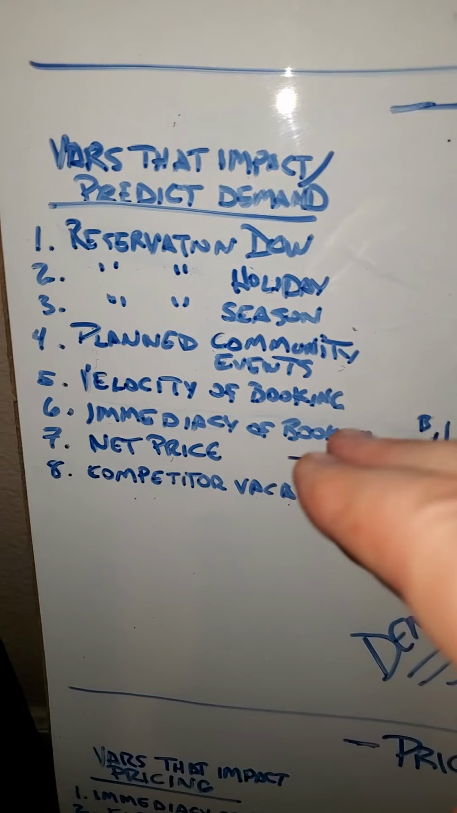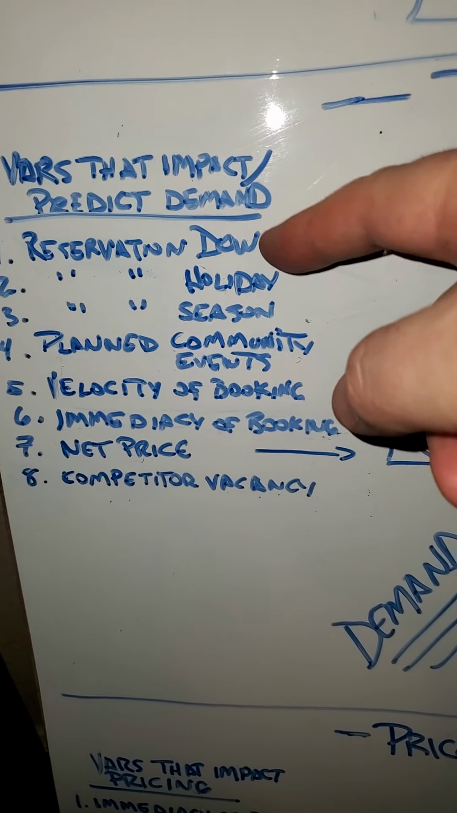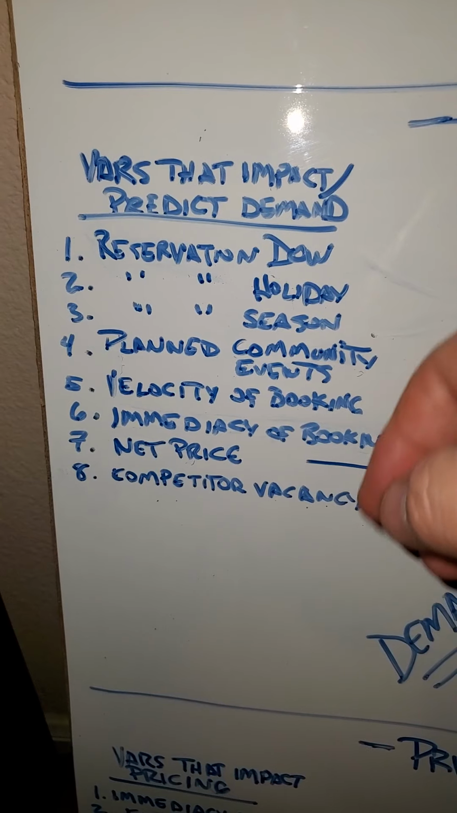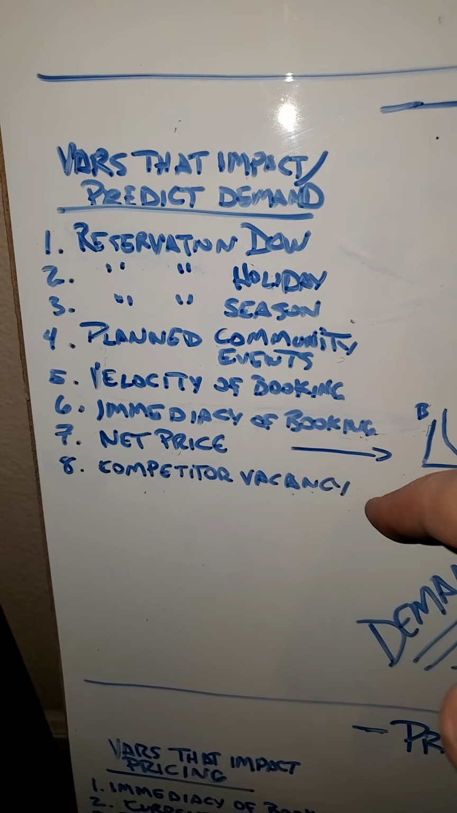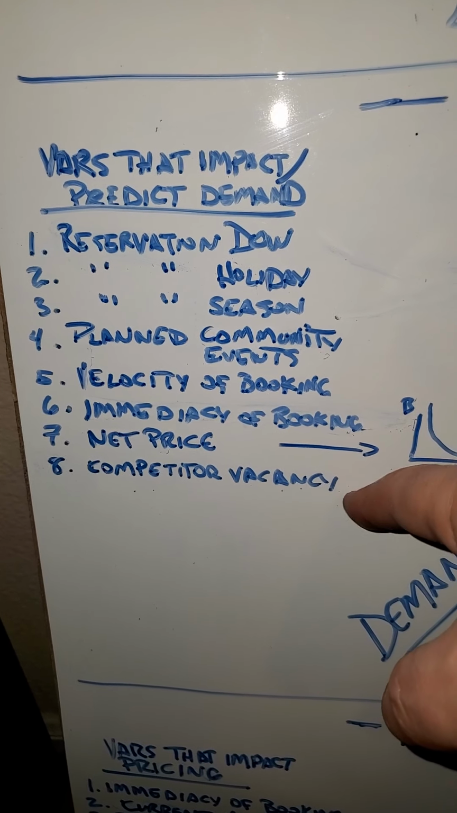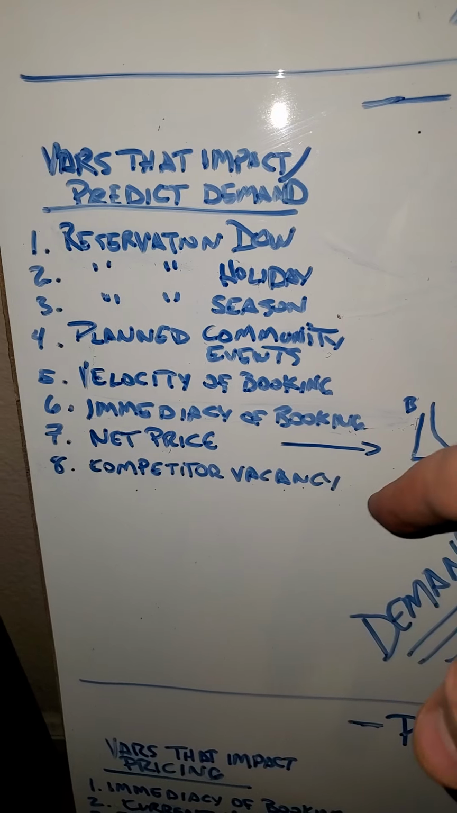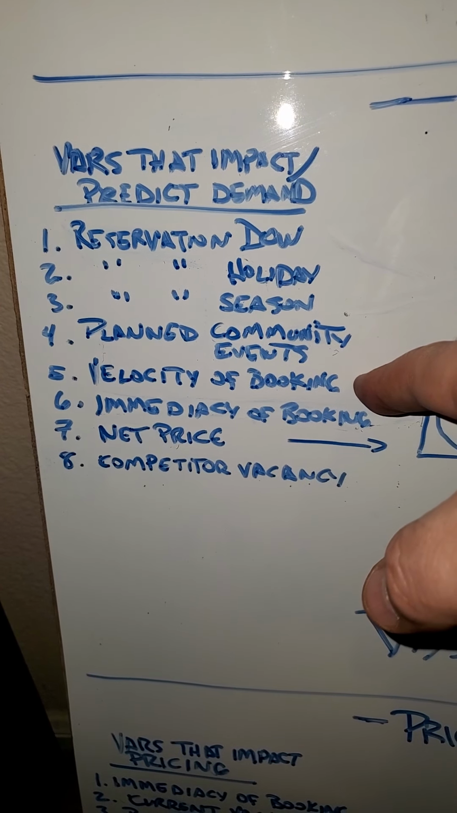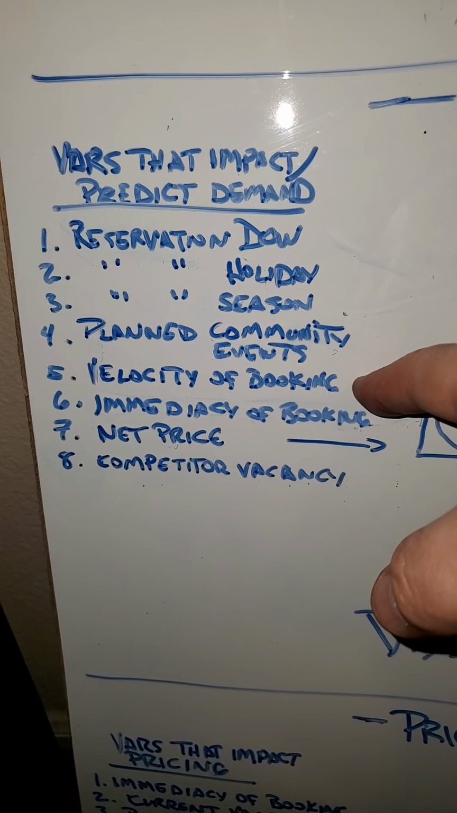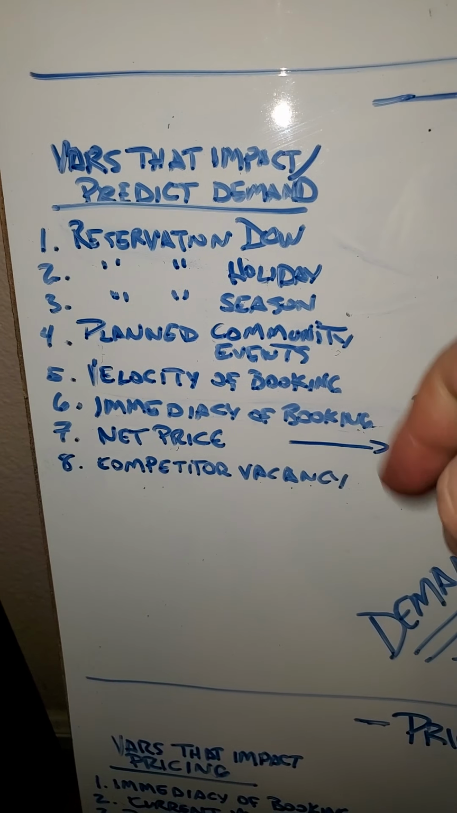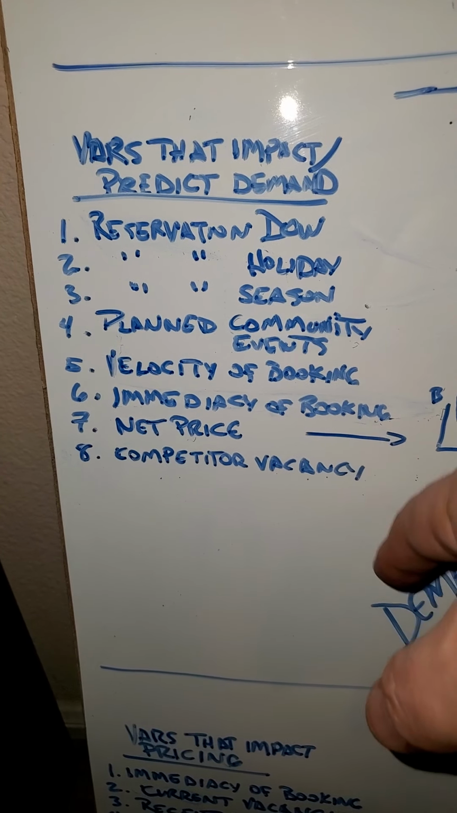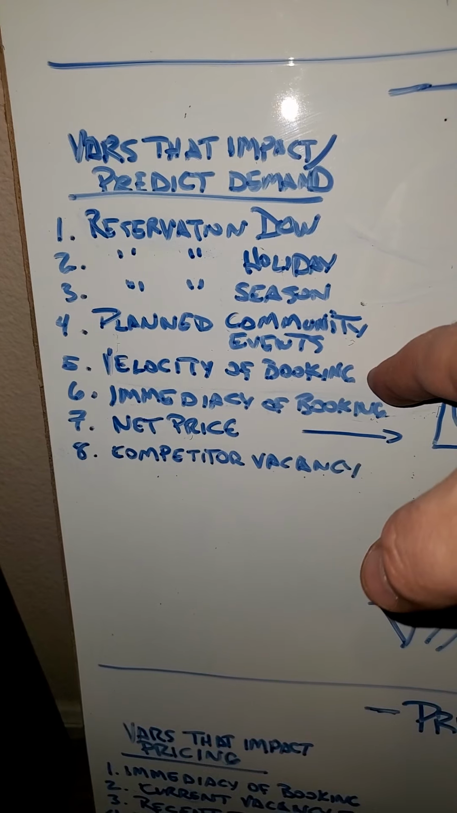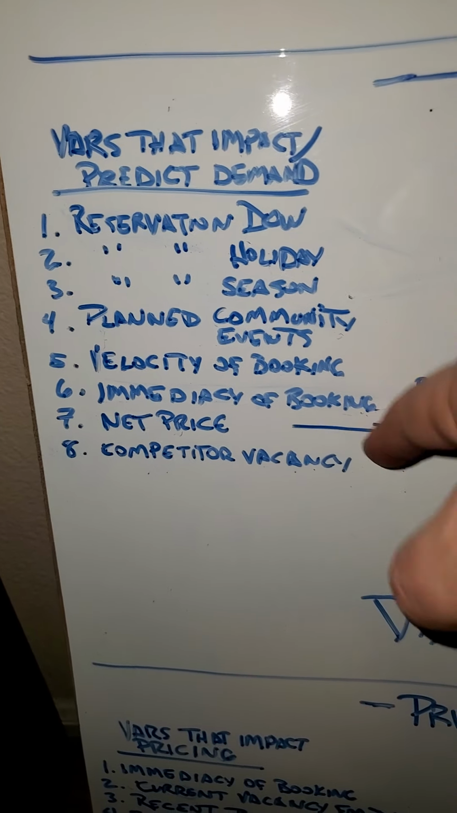Let's talk about demand forecasting right now. The variables that I see as important: the reservation day of the week, holidays and seasons, and any planned community events, although I can't really depend on getting this data. Also competitor vacancy. I can't really depend on getting that data either. However, there's a proxy for that, which is the velocity of booking. For a particular date, if I see the velocity of booking increasing, that's an indication we've got a planned community event or not a lot of vacancy with our competitors. So velocity of booking could be a proxy for these two.